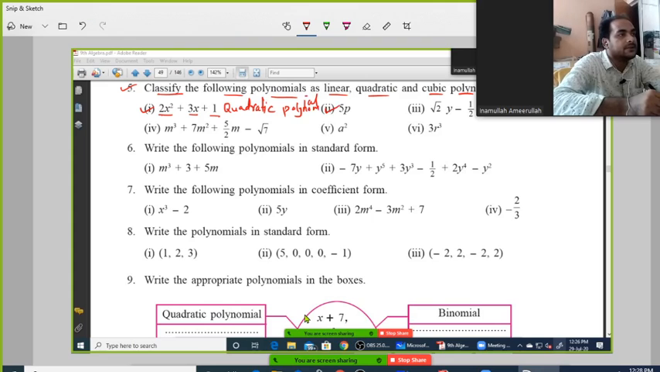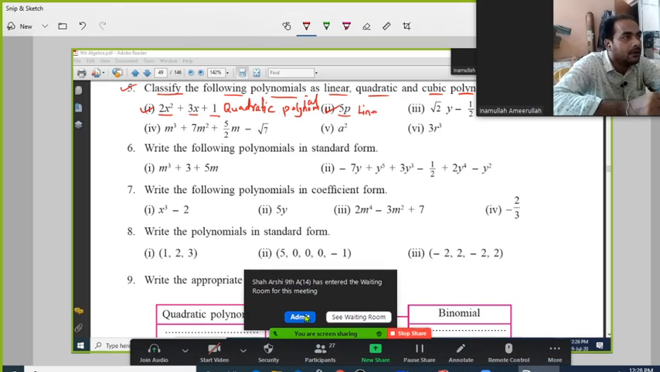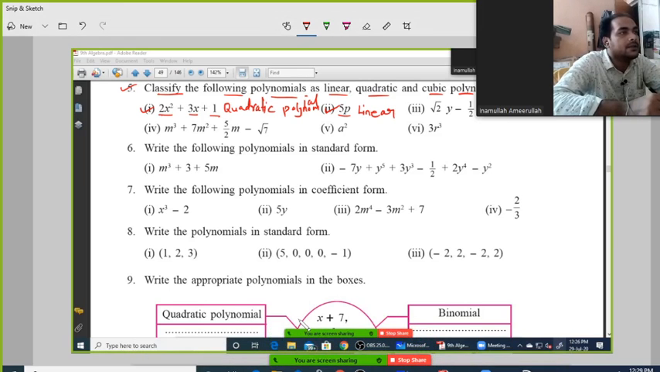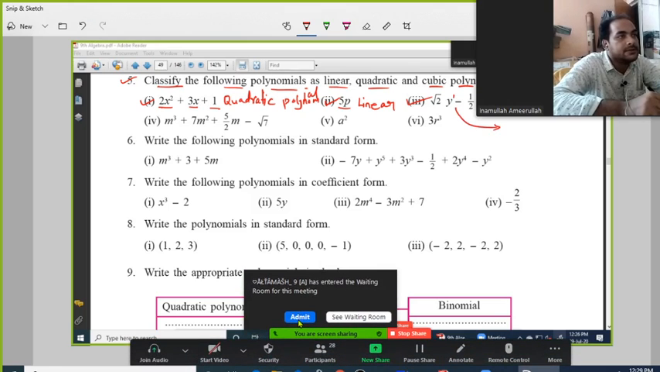This is your second one, 5p. So the highest degree of this polynomial is 1. So it is called a linear polynomial. And this third question, 2 root y root 2y minus 1 by 2. So the highest degree is 1. So this is again a linear polynomial. So this is a linear polynomial.